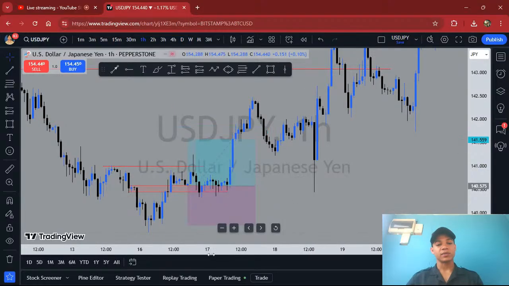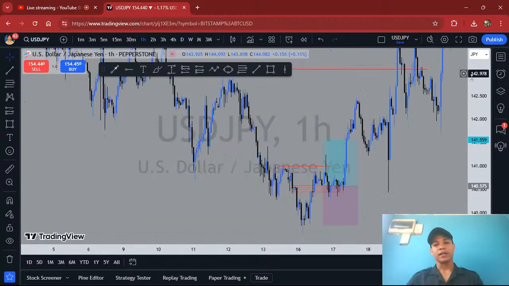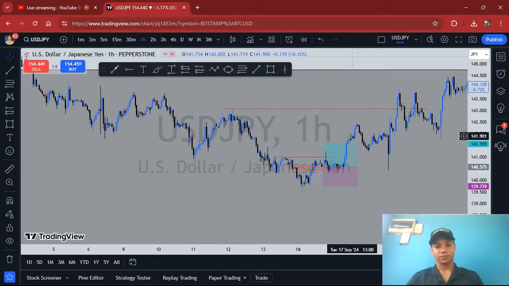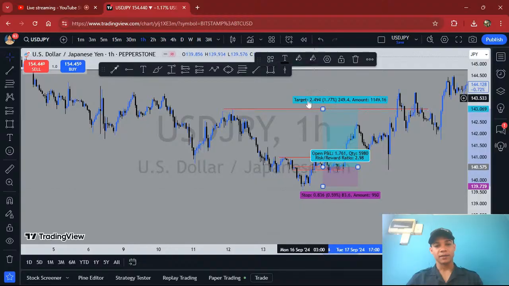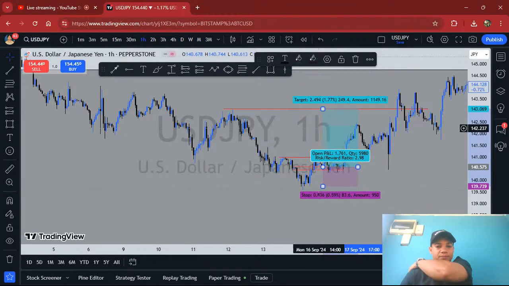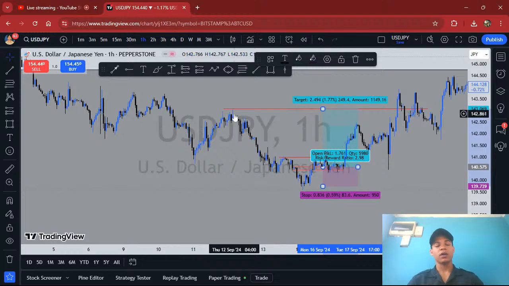And since this was a 1 hour chart and the daily, I would have probably targeted this 4 hour high, because this is still structure for our structure. If you go to the 4 hour, this is a 4 hour lower high. So I would have targeted this high right here, after the market structure shift.